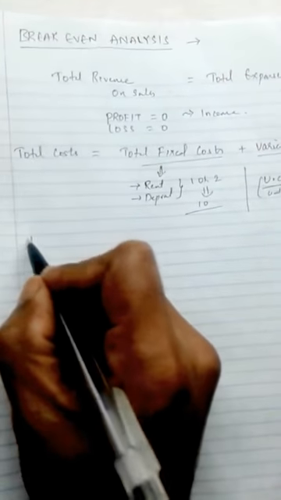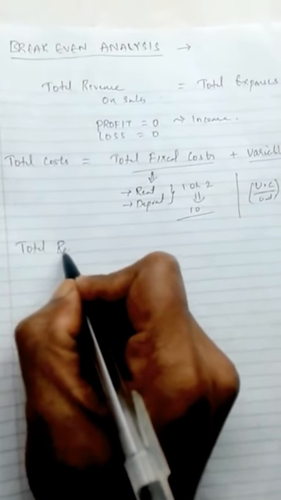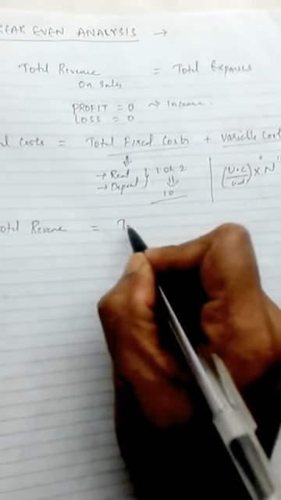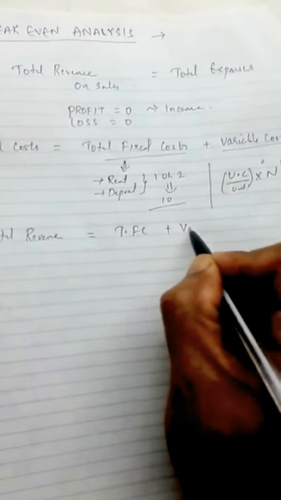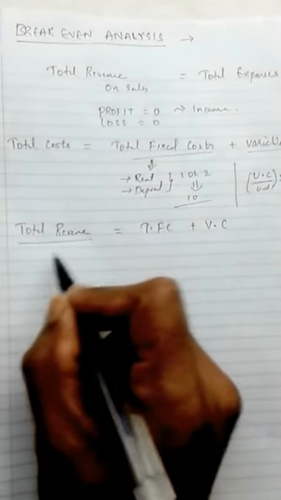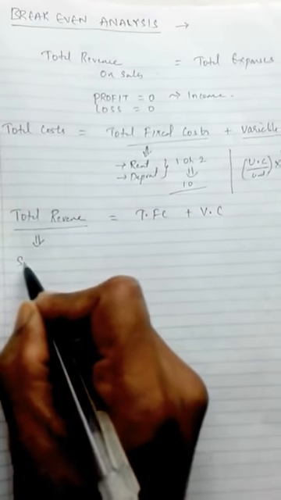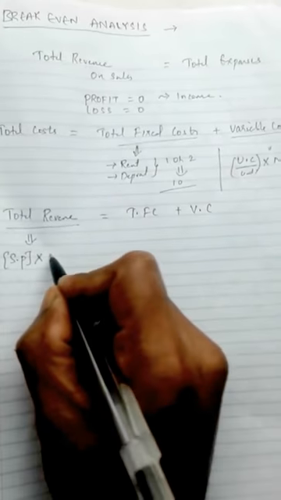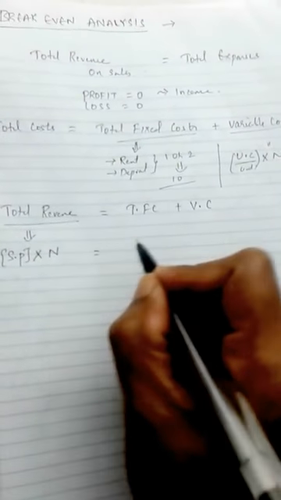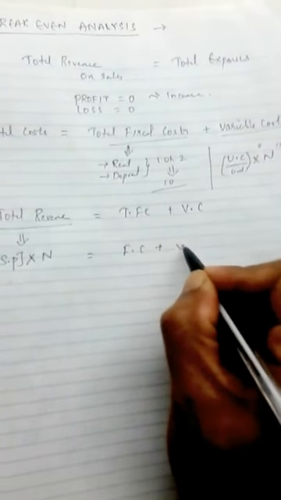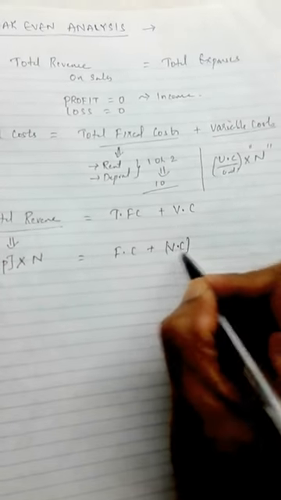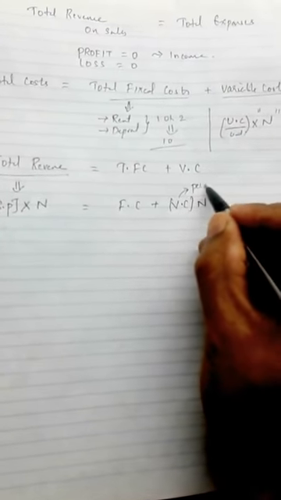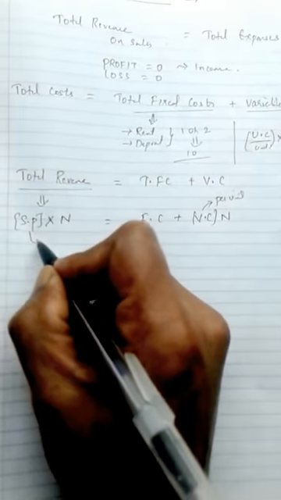So now I can rewrite the equation as: total revenue is equal to total cost, which is total fixed cost plus variable cost. Total revenue is now the selling price of one good times the number of goods sold, which is equal to fixed cost plus variable cost. I can write it as VC per unit times N, and SP is the selling price per unit.